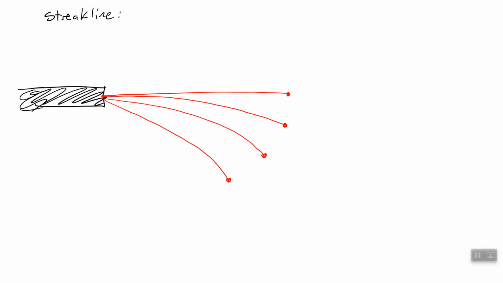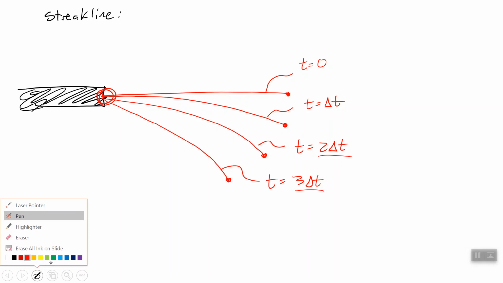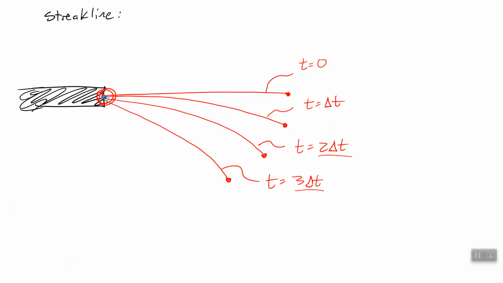Okay, and so these kind of represent particles which left a specific point at different periods in time. So at time of 0, this particle was at this point. And then at time of delta t, let's say this particle was leaving this point. At time of 2 delta t, let's say this particle was leaving that point. Time of 3 delta t, we'll say this particle was leaving that point. So they're all particles, and what they have in common is they all pass through a common point.